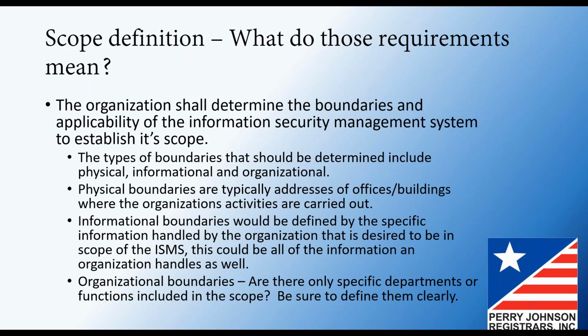All right, so it talks about determining the boundaries and applicability. So when we talk about boundaries, you should be thinking about physical boundaries, informational boundaries, and organizational boundaries. So when we talk about physical boundaries, you can think of that as physical locations, offices, buildings, where the organization's activities are carried out. Informational boundaries would be defined by the specific information handled by the organization that you want to be in scope. In many cases, for many organizations, this is going to encompass all the information you handle because the way you're set up, it may not be practical to delineate between different types of information, as they very well may be using shared systems.